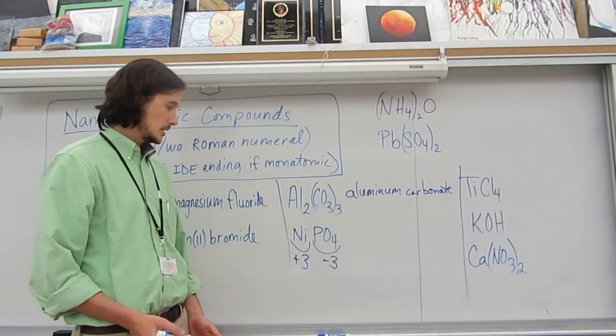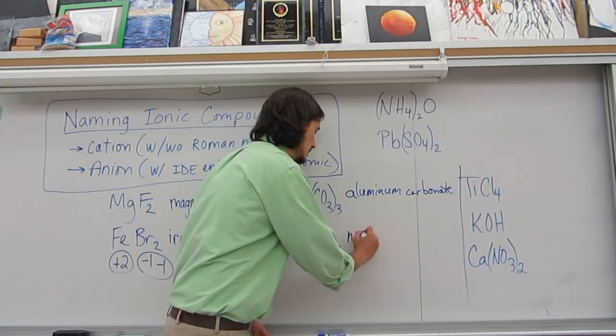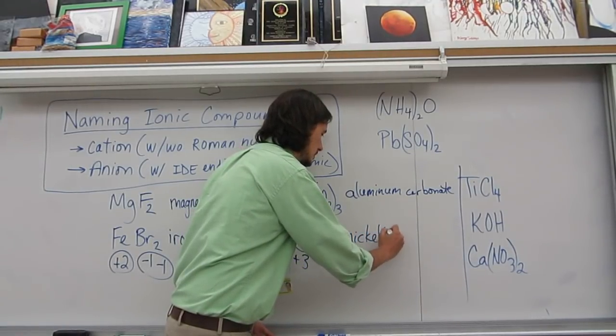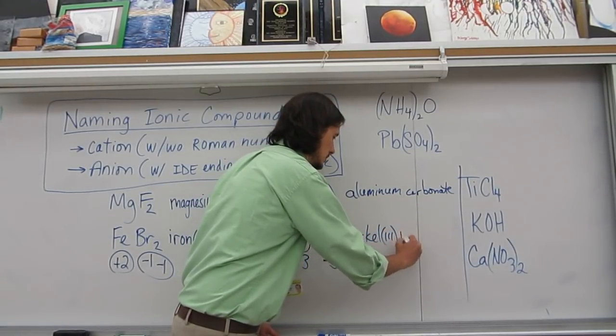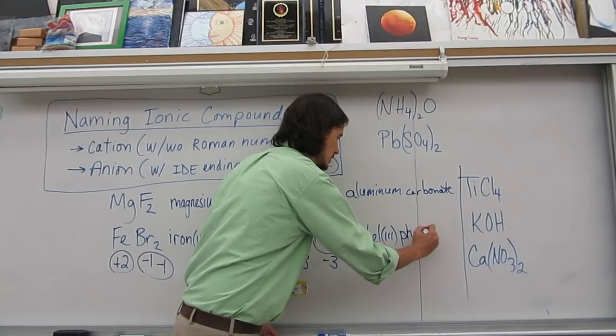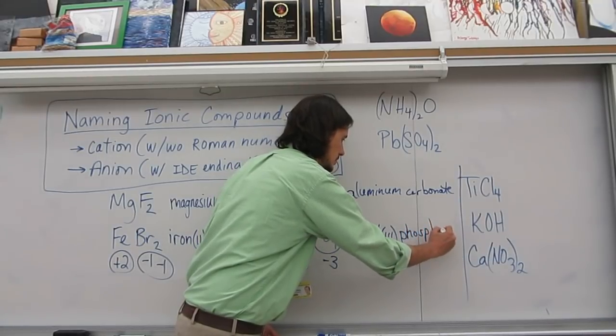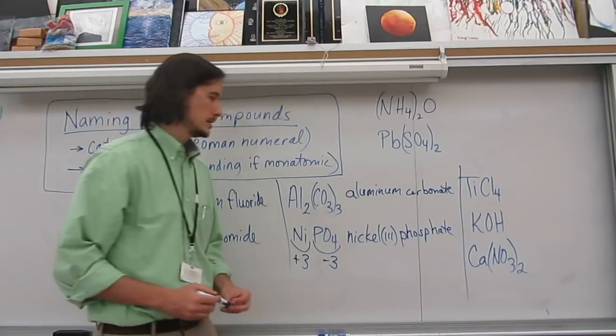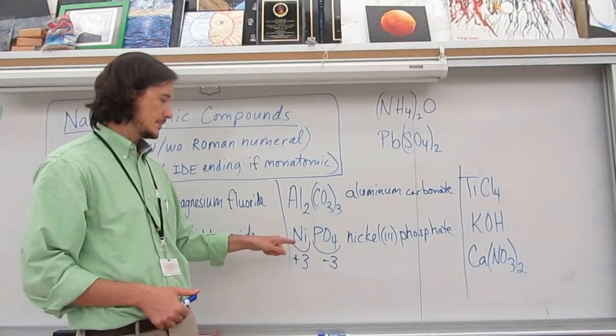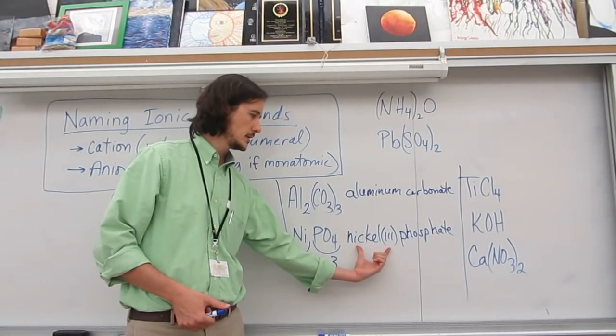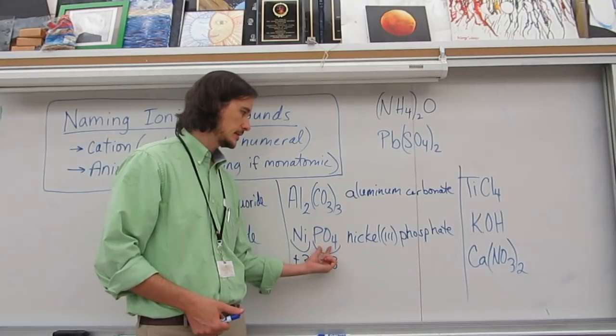So we're going to name this nickel 3 phosphate. So the name of the cation is nickel 3, and the name of the anion is phosphate.